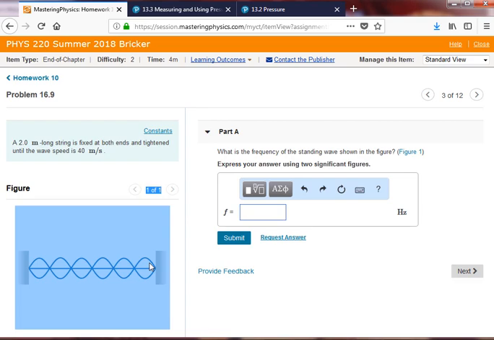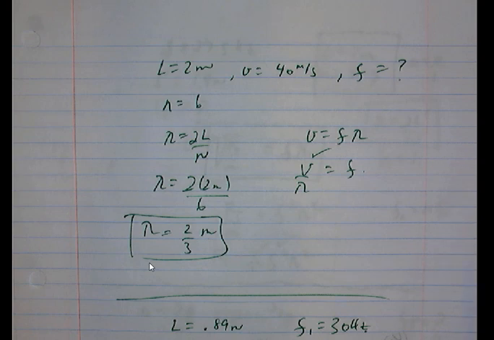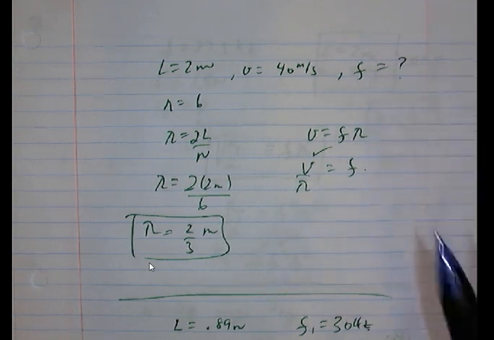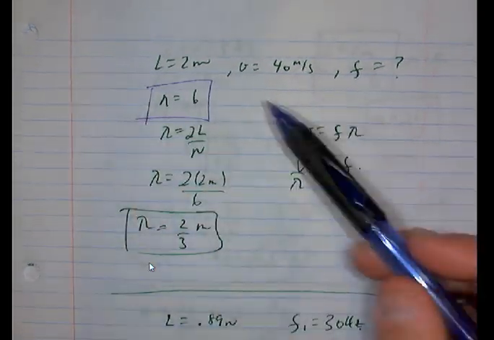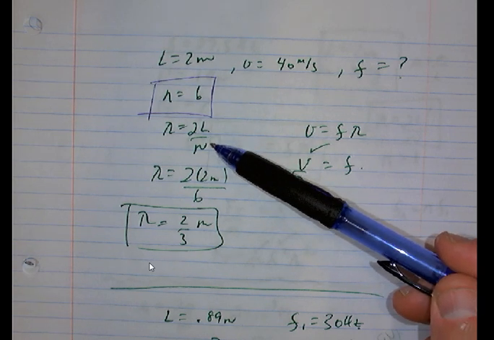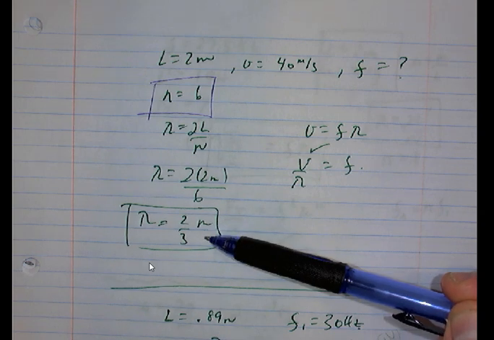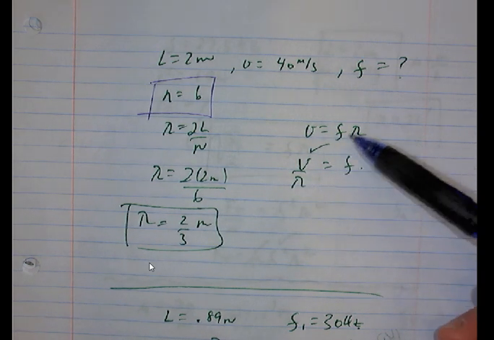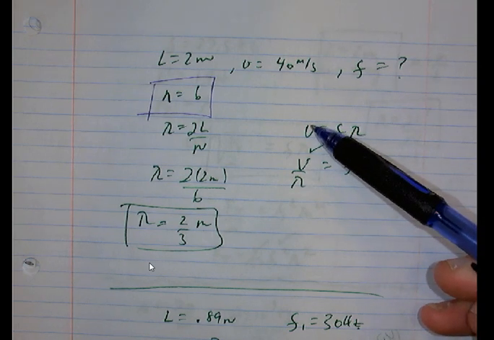Okay, let's put all this information together. Length of the string, 2 meters long, speed 40 meters per second. What is the frequency? So I counted the number of antinodes to get the harmonic that I'm in, 6th harmonic. So the wavelength is 2L divided by n. So the wavelength is actually, if you put the numbers in, 2/3 of a meter. So the speed is related to the frequency and the wavelength through this relationship. Frequency times wavelength is equal to the speed.